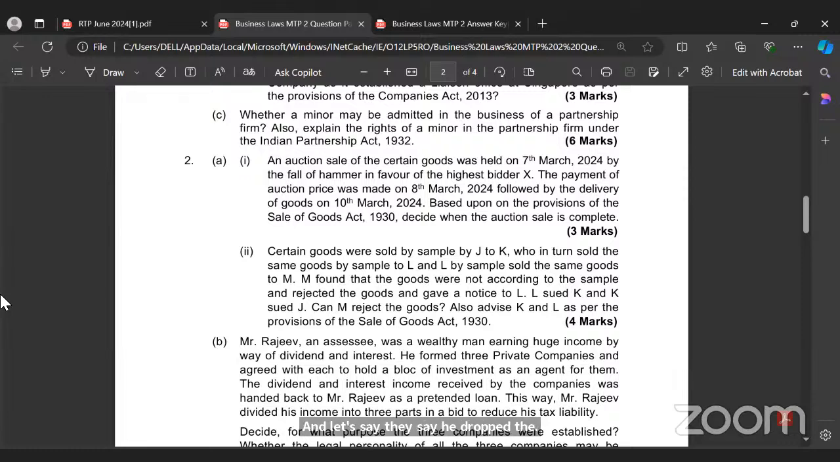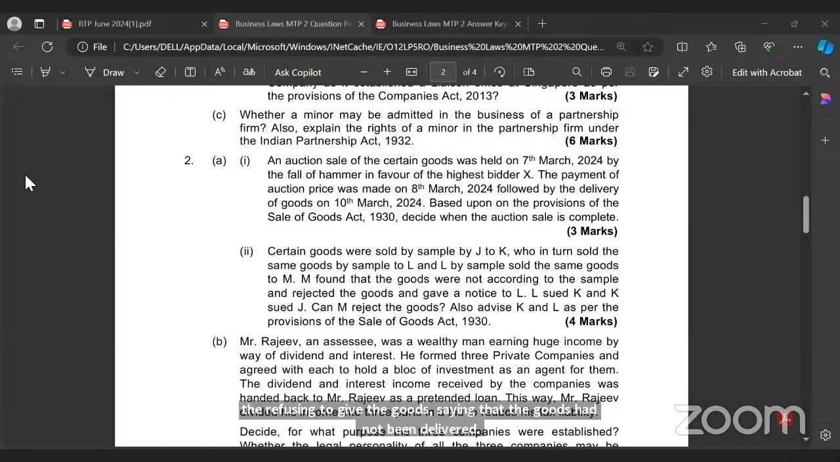And what was the date they mentioned, the 8th? The payment of the auction price was made on the 8th. Suppose, instead of that, they say that on the 8th the seller becomes insolvent, and the official receiver of the seller is refusing to give the goods to the buyer. Can the buyer get the goods? The auction sale was on the 7th by the fall of the hammer. On the 8th, the seller Ambika became insolvent. Bhavna, the buyer, wants to take the goods, but the official receiver of Ambika is refusing to give them, saying that the goods had not been delivered. Since the sale is complete on the fall of the hammer, the buyer can claim the goods. Understood? Got it?